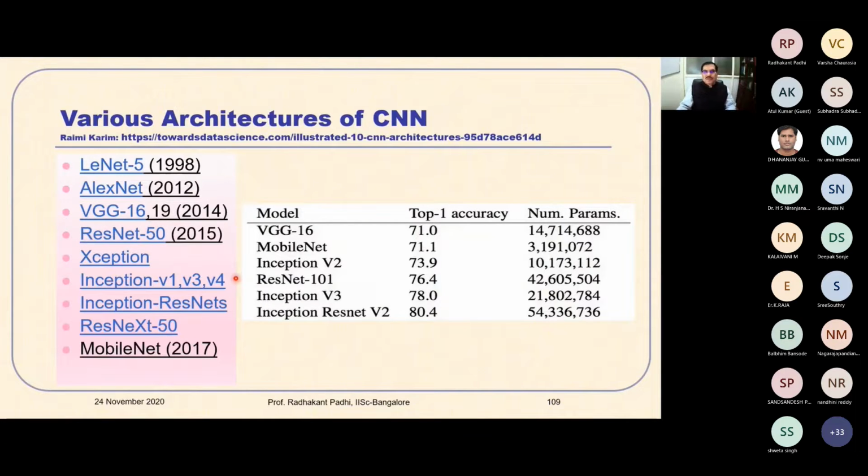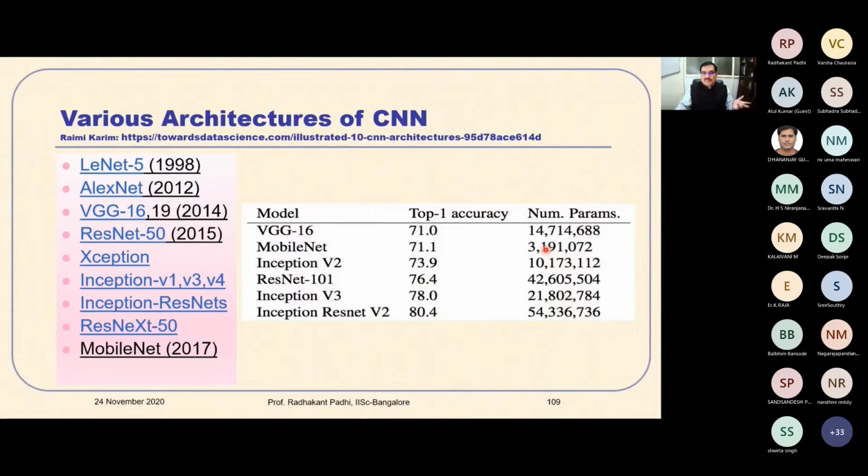And then there is this VGG class of CNN. Then there is ResNet, Xception, Inception versions 1, 2, 3, 4, and various combinations of that. Eventually, there is something very specific to mobile phone applications called MobileNet. You see the performance for some application, I don't know which, taken from arbitrary information. Talking about accuracy, Inception ResNet V2 performs very well, comparatively a lot better.